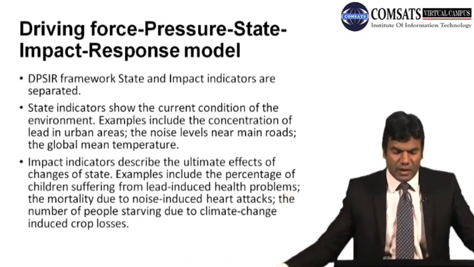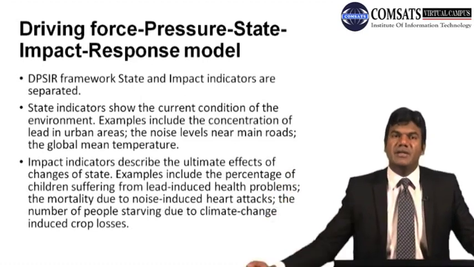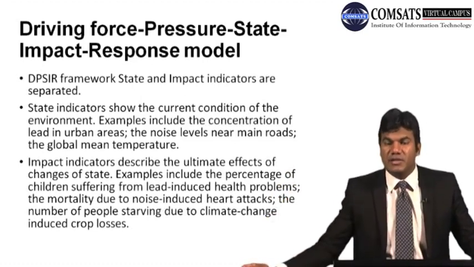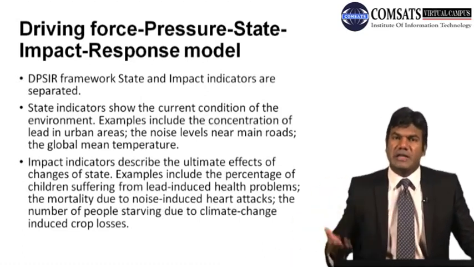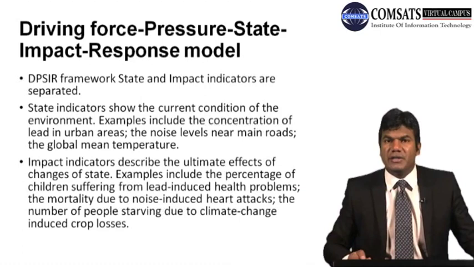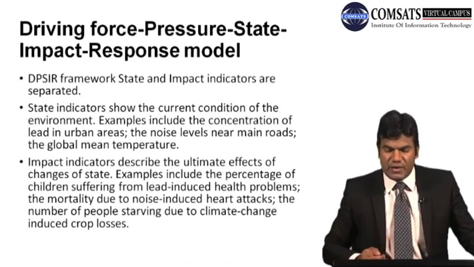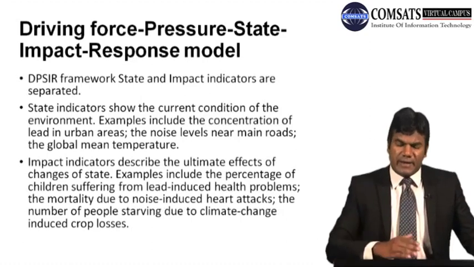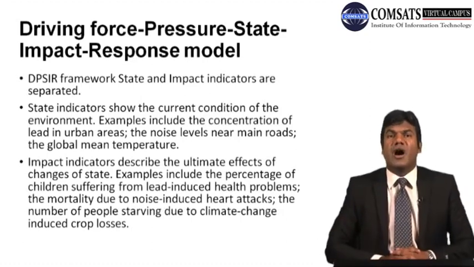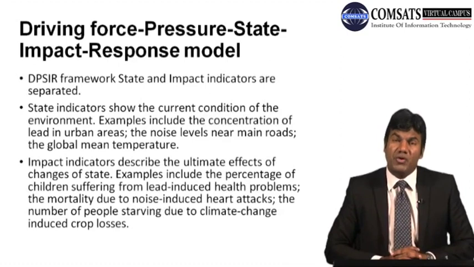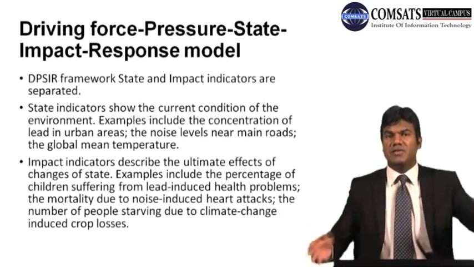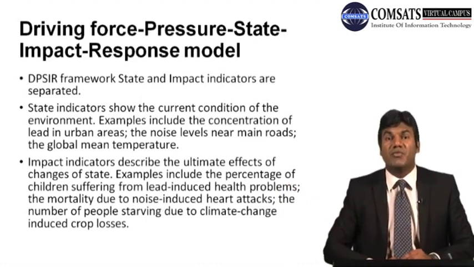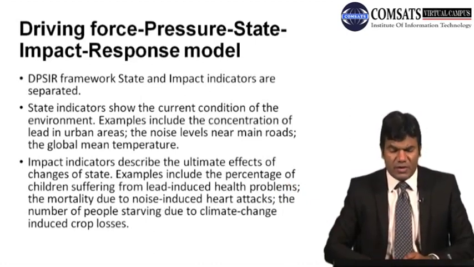Then the second state indicator example we gave was that the noise levels on the main roads, noise level is becoming very high. In order to determine that these noise levels are increasing, what we are looking into is that noise induced heart attacks keep increasing. People are becoming sicker. So that was its impact. The state was that the noise level is increasing. Its impact was that people are suffering from more heart attacks due to this noise.